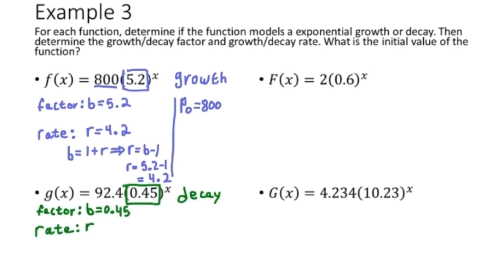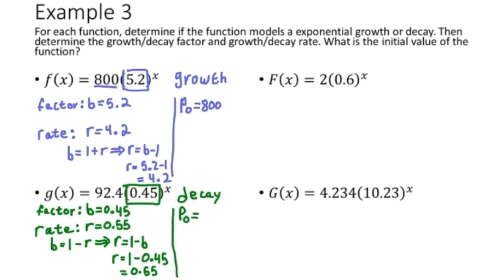Well, recall that when we're working with an exponential decay, the relationship between the decay factor and the decay rate is b equals 1 minus r. Well, if we manipulate this by adding r and subtracting b from both sides, we get that r equals 1 minus b. Since we've already found that b is 0.45, then r equals 1 minus 0.45, or 0.55. Next, we want to know the initial value. Our initial value would be what's in front of what's raised to the x power, which here would be 92.4. We could also get the 92.4 by plugging in 0 into our function.